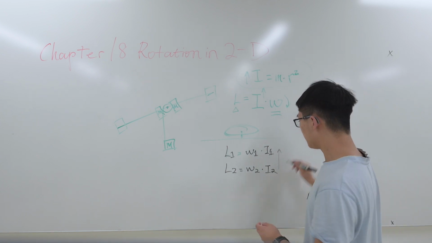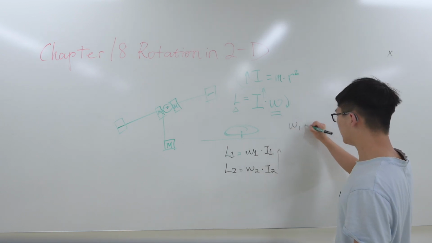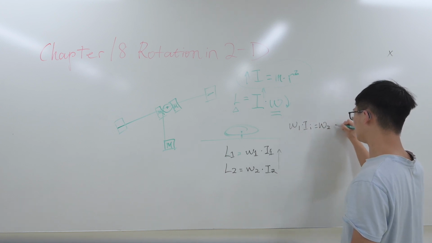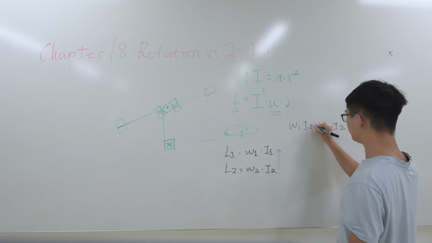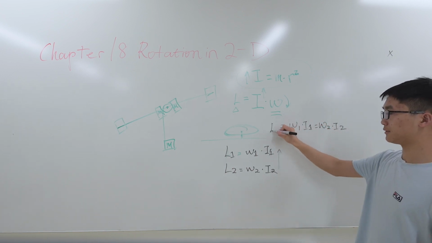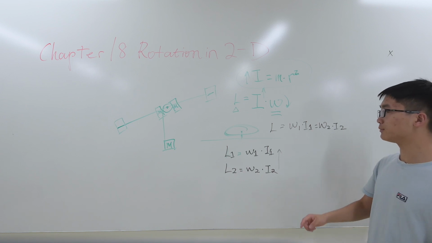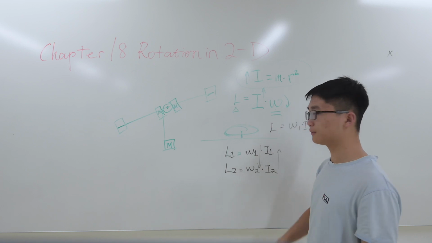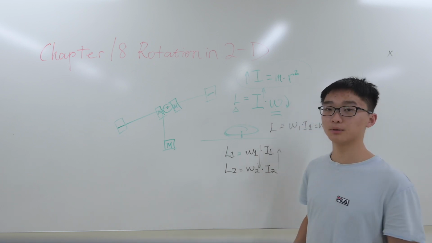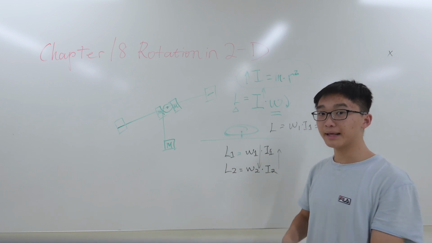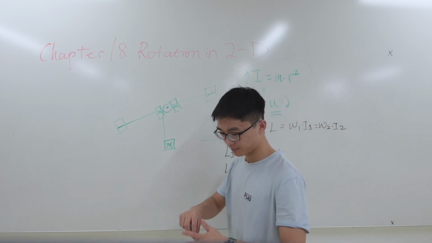Because omega 1 times I1 equals omega 2 times I2, due to the conservation of angular momentum, omega will decrease. So if I stretch out my arms, I will be spinning at a lower pace.